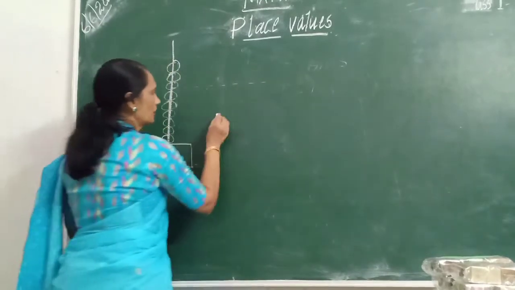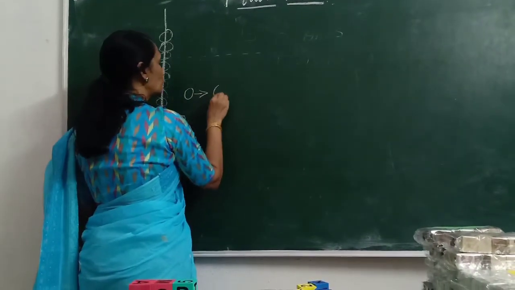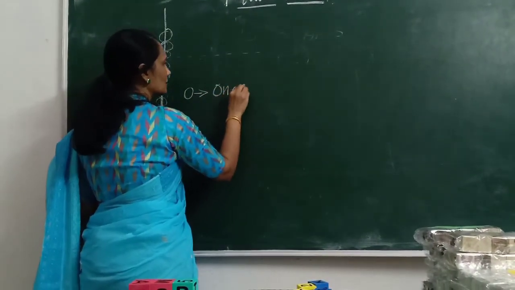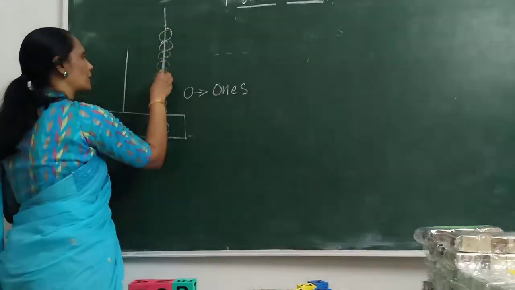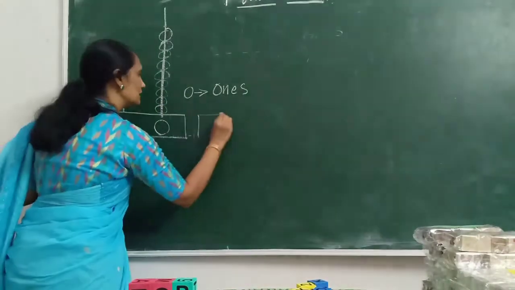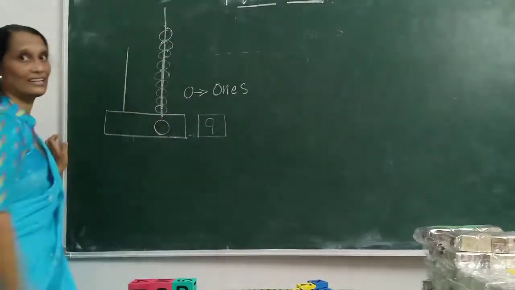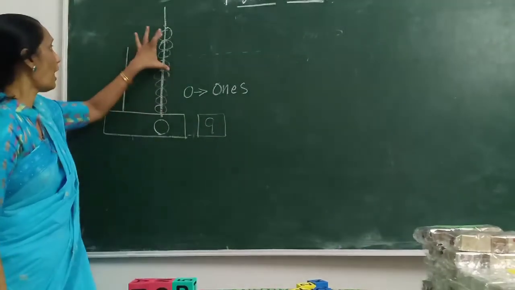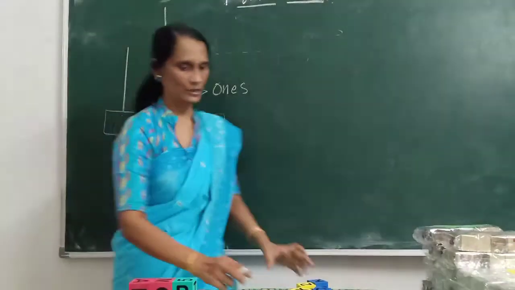So, O means ones. How many ones are there? 1, 2, 3, 4, 5, 6, 7, 8, 9. So, this number is 9. In 9, how many ones are there? 9 ones are there.